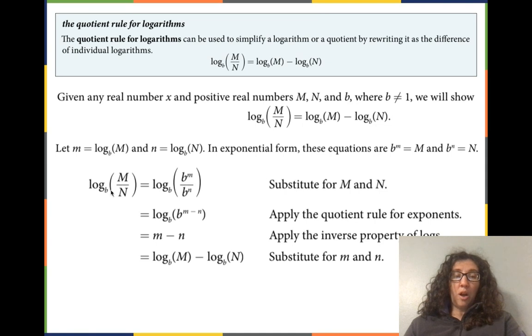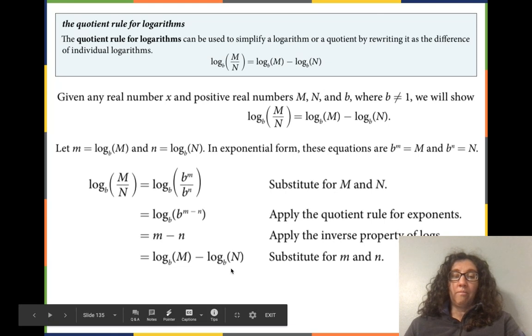Okay, so log base b of m divided by n, let's replace big M and little n with b to the m and b to the n. Now we use properties of exponents to write this as b to the m minus n. This is asking a question: b to what power equals b to the m minus n power? The answer is m minus n. And now we put it back in log form.